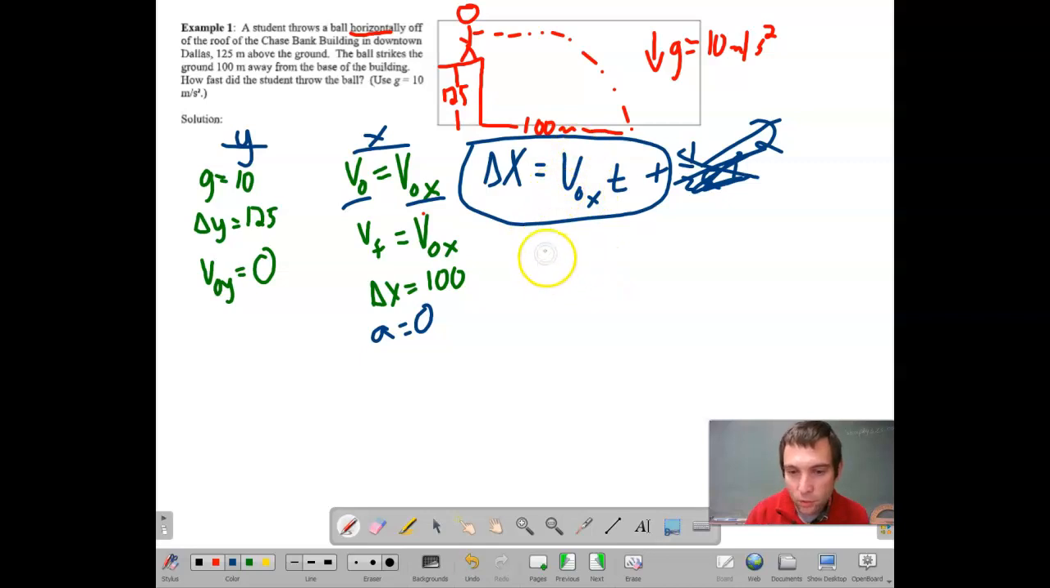So when we solve this equation, we get v naught x equals delta x over t. Remember what I just showed you? That's where we were going. All right, the problem here is we don't have t.